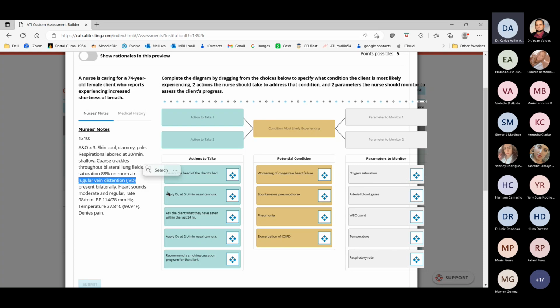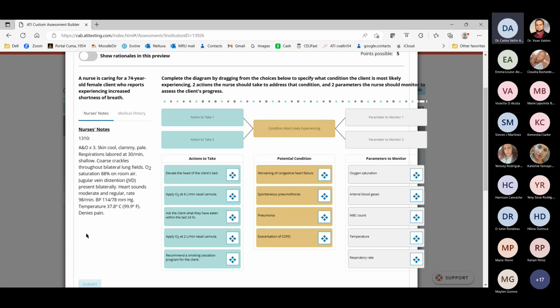In NCLEX, they ask you in which position you place the client to decide if they have neck vein distension or not. What is the position? 45 degrees elevation. This question is in NCLEX, okay? Because it's the standardized position to evaluate neck vein distension.